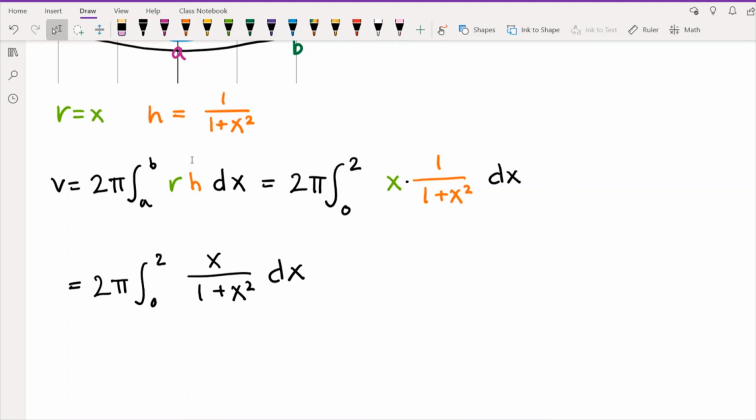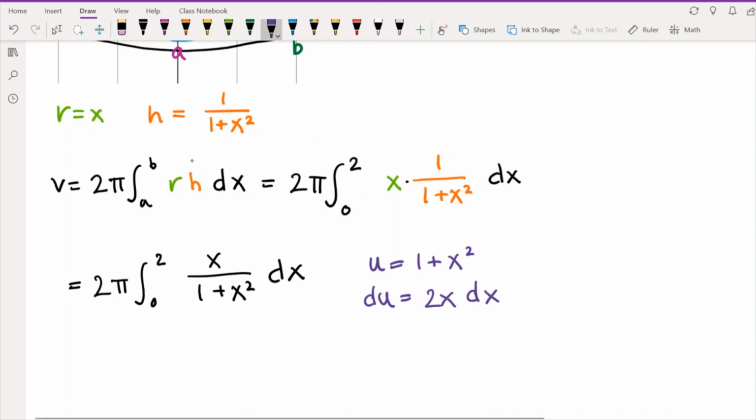In this case, it's a completely different function. But what you might notice is that the derivative of the denominator is 2x, right? And then we have an x in the numerator. So that suggests to us that we could use a substitution. We're going to set u equal to 1 plus x squared. And then du is going to be equal to 2x dx. So that means that du over 2x is going to be equal to dx.